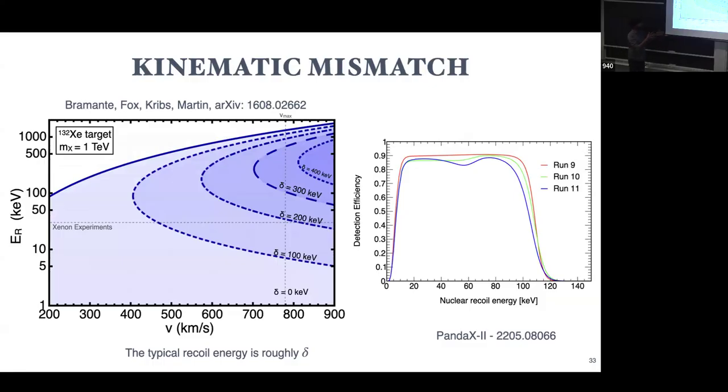Why? Because kinematics for inelastic dark matter is funny. Kinematics asks for the recoil energy to roughly be delta of the splitting, right? That's what's shown here. What is the allowed recoil energy as a function of velocity? You see that there are closed contours, which means that a 200 keV splitting would necessarily give at least 20 keV, and its sweet spot is around 120 keV. Whereas typical direct detection experiments work at around 40 keV.